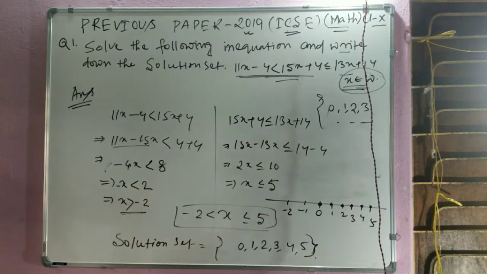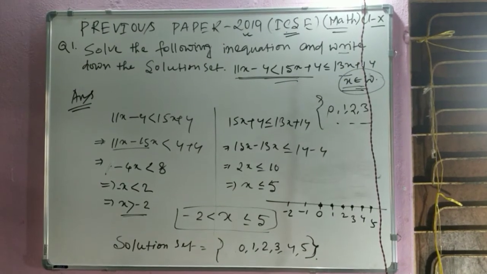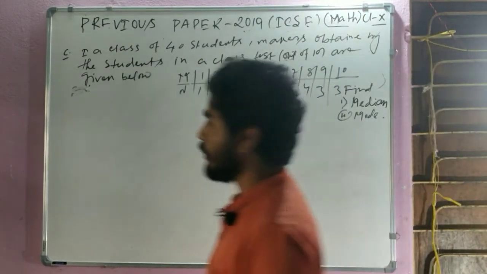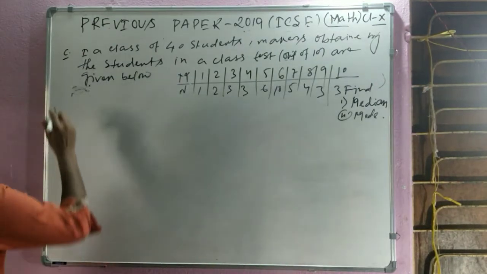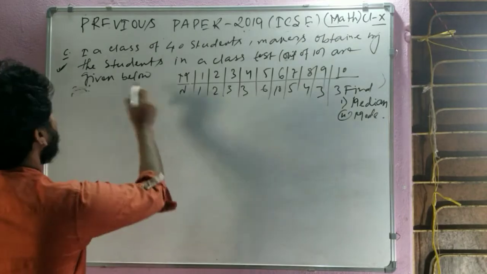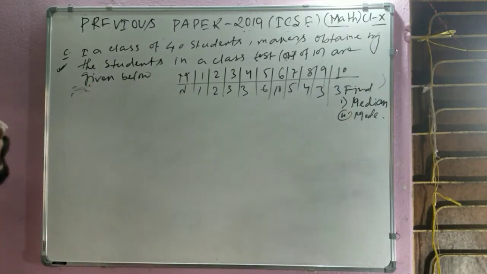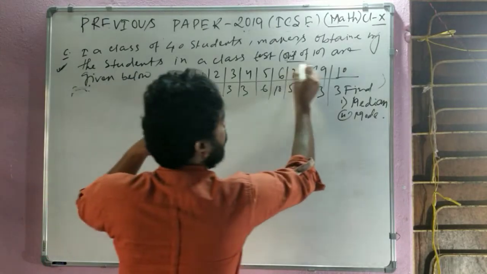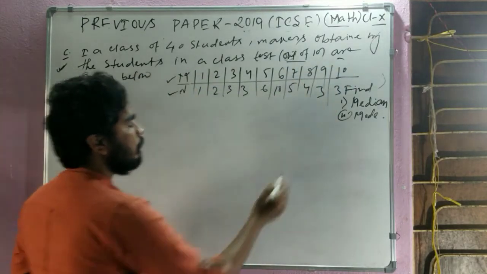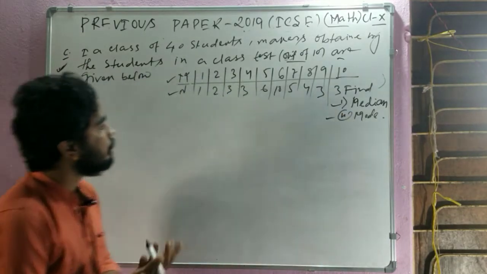So follow the next question. Next question is from statistics. In a class of 14 students, marks obtained by the students in a class test out of 10 are given by marks and number of students. Find the median and mode.